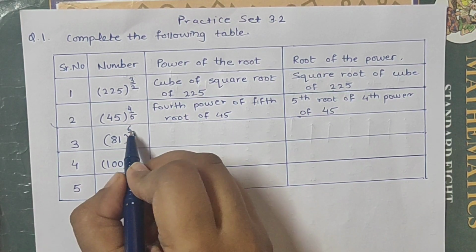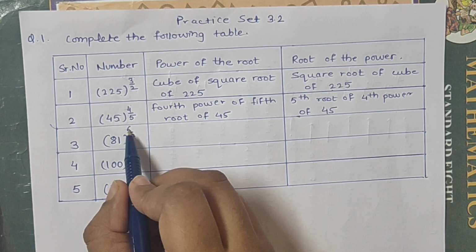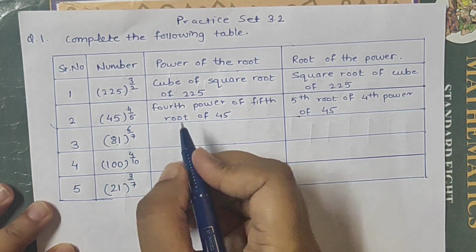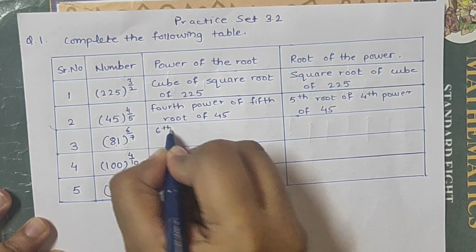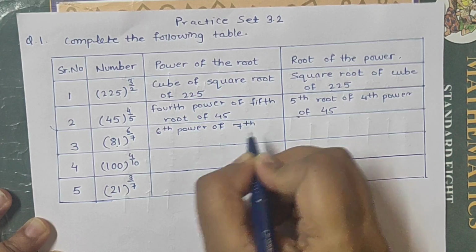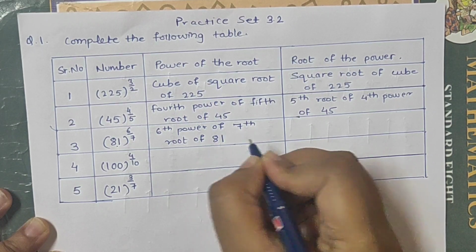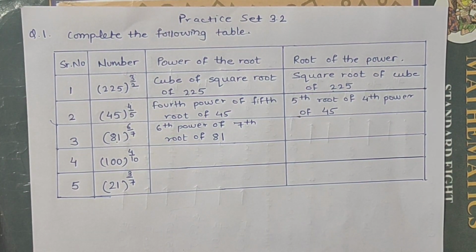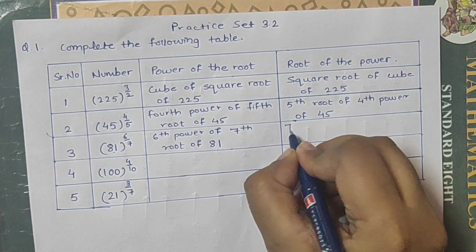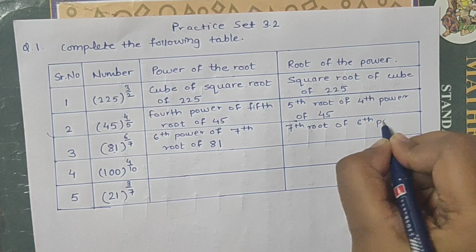81. Here power of the root form. So 6th power of 7th root of 81. And root of the power form is 7th root of 6th power of 81.